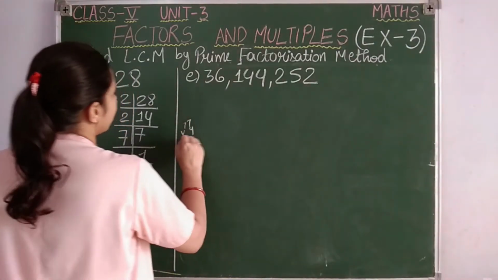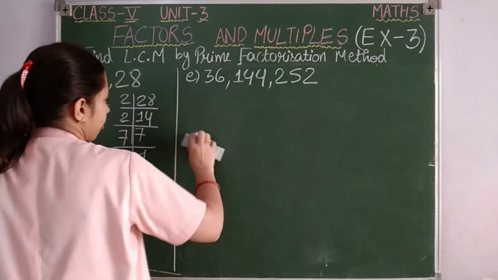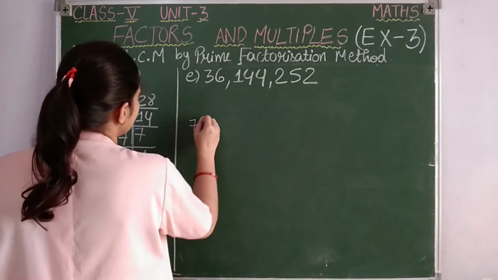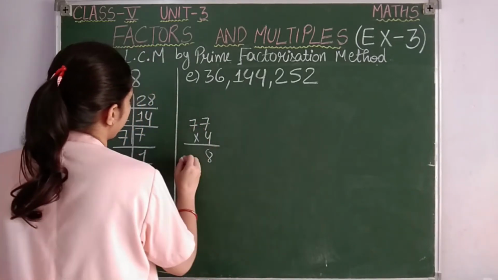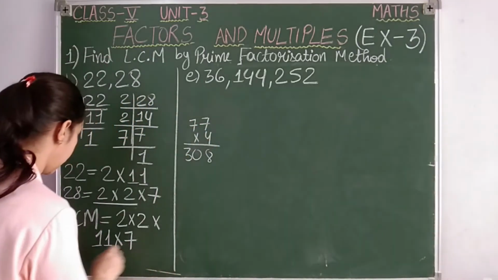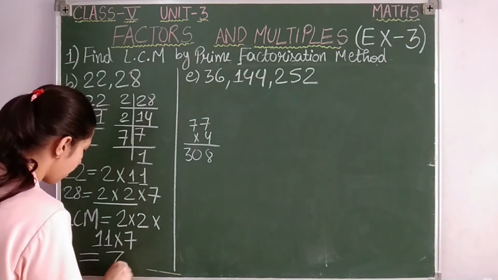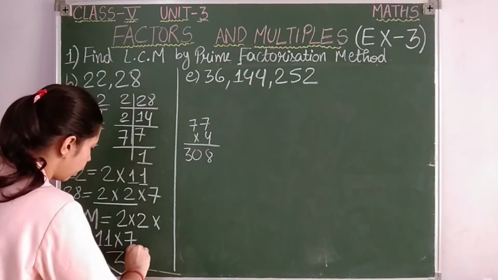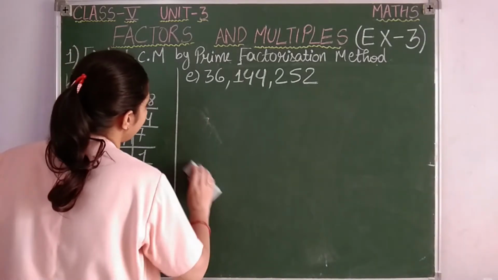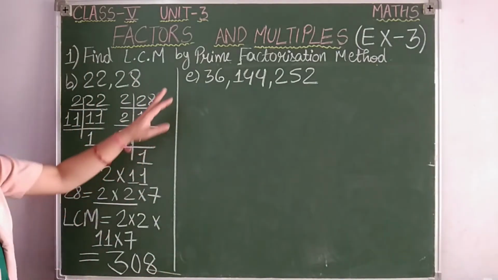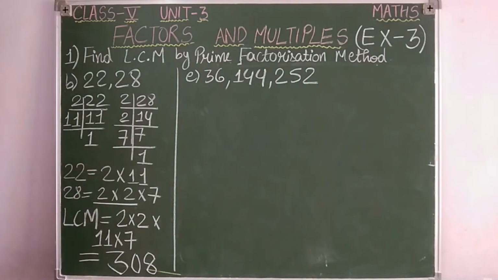So you have to do all this rough work in your notebook. Okay, put a margin and then you can multiply and solve. So 4 7s are 28, 4 7s are 28, 29, 30. I got 308. So students, the LCM of 22 and 28, the least common multiple for these two numbers, is 308. Clear?